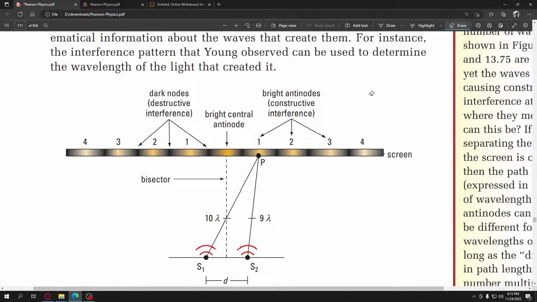Alright, here you can see the Young double slit experiment from a different angle. Here we can see 10 lambda path goes one way and the other takes a 9 lambda path, and it's creating a bright spot. You see? These are still bright, but not as bright as the central antinode, but still bright. See 1, 2, 3, 4. And on this side are dark nodes, where destructive interference happens.